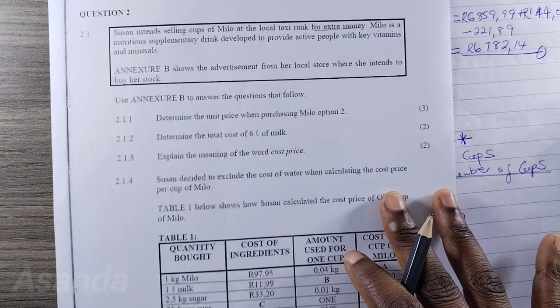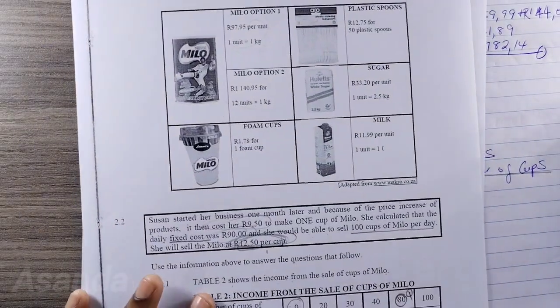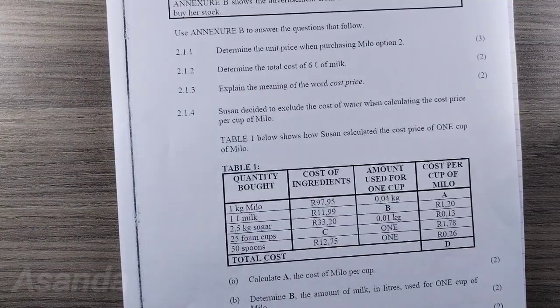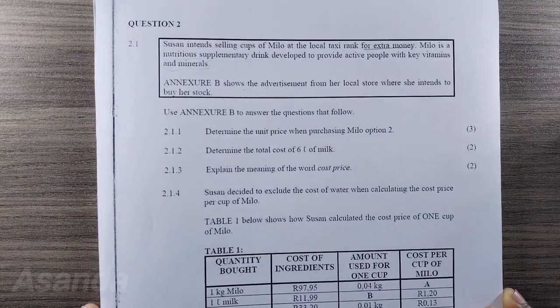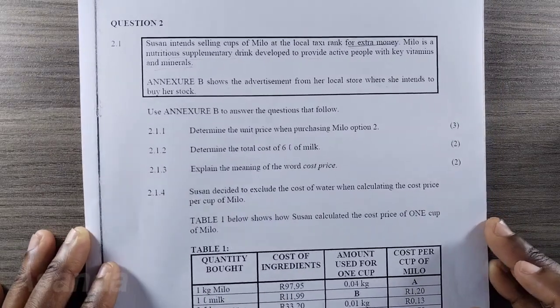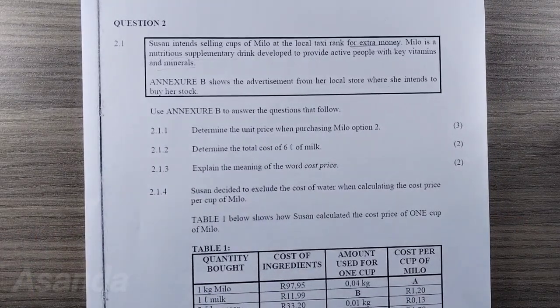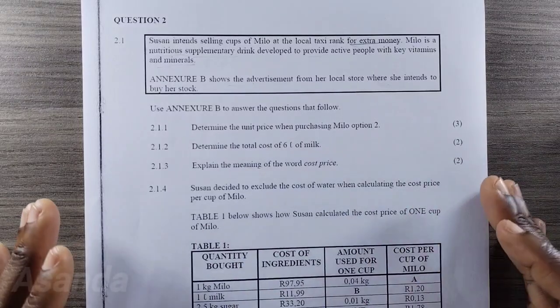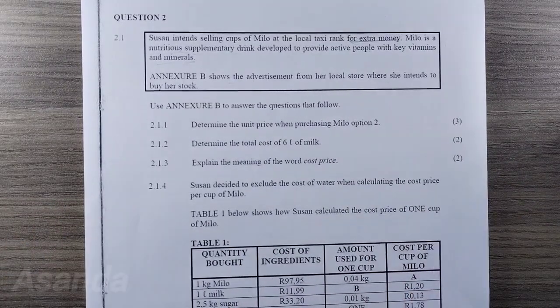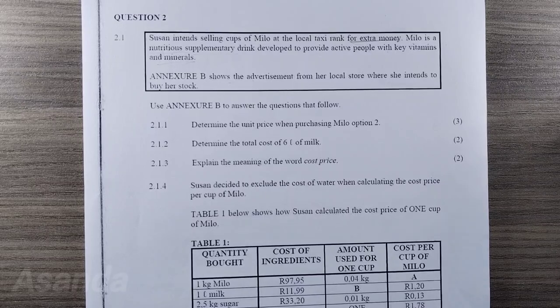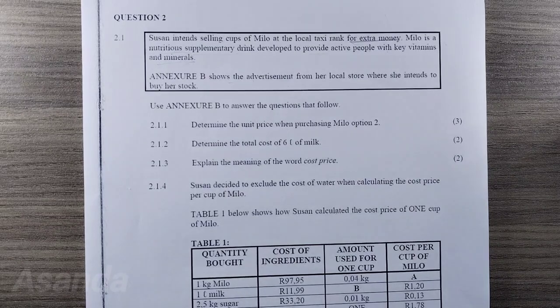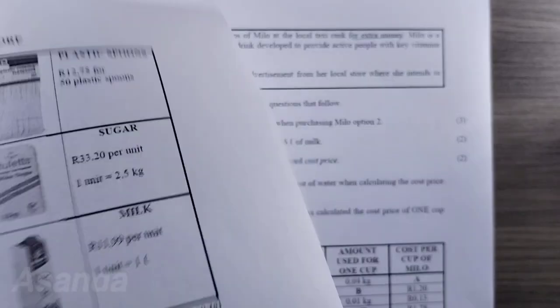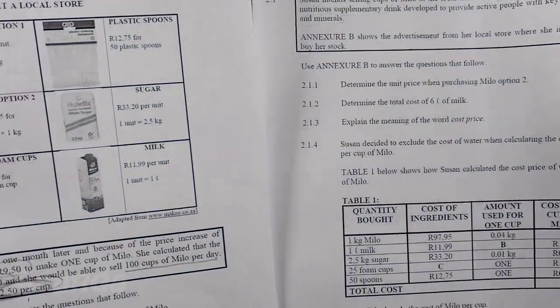Next up, we go to question 2.1. All right, so why do I keep starting at the back with these questions? 2.1 says Suzanne intends selling cups of Milo at the local taxi rank for extra money. Milo is a nutritious supplement. What happened? Oh, I see what happened.